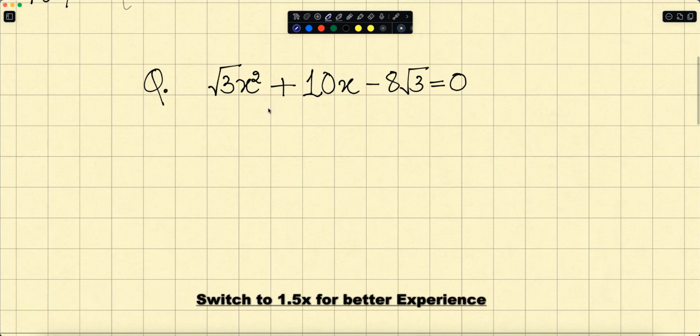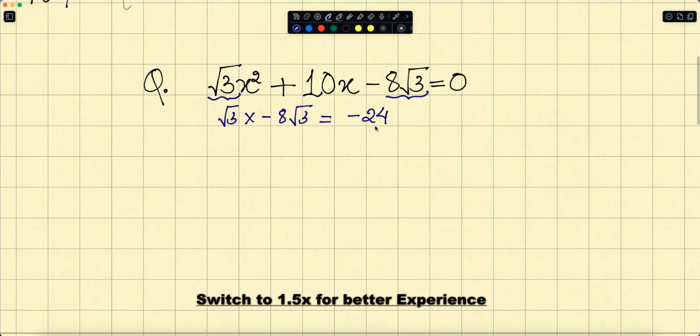This is a CBSE board previous year question, and whenever you get this kind of problem, always take the coefficient of x square, which is written here, and the constant term, and we have to multiply these values. So let's take root 3 and multiply it with minus 8 root 3, that will be equal to negative 24. Now we have to find two factors of negative 24 such that if I add or subtract those values, it will turn out to be 10.